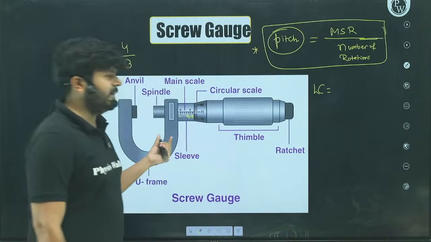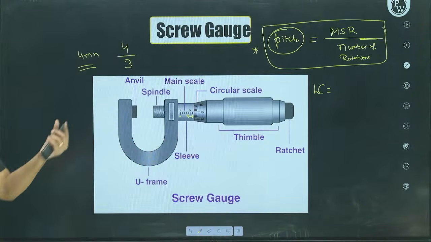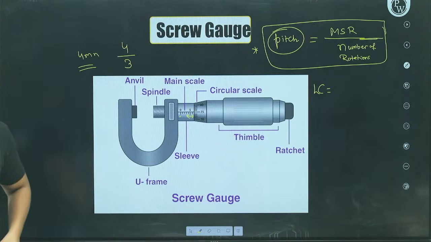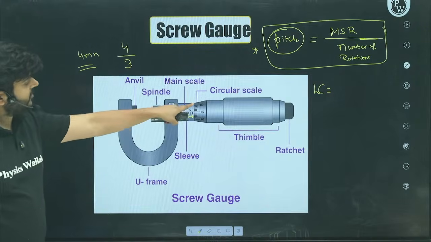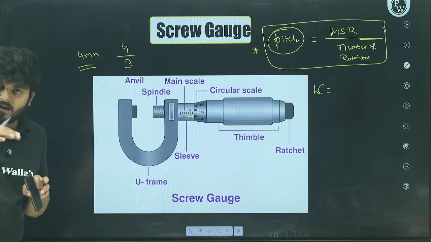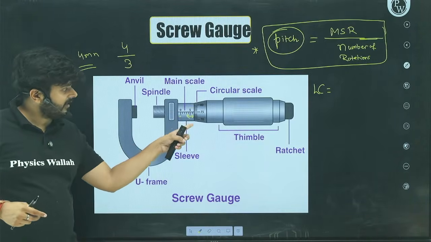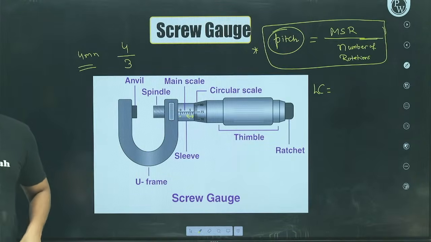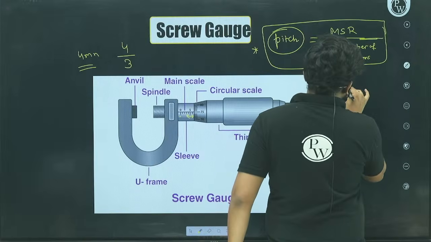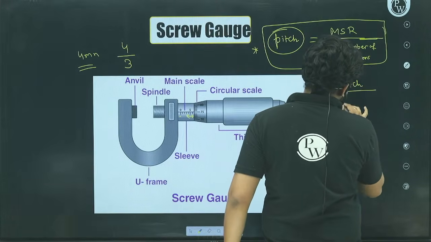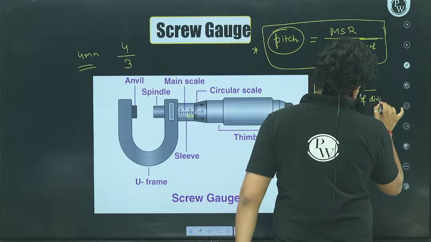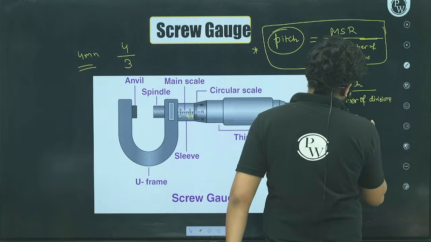So least count of the screw gauge depends on 2 things. First is of course the pitch, how far it moves in one full rotation, right? And the second is the total number of divisions on the circular scale, right? How many markings, what is the division of the circular scale. So least count is pitch upon number of divisions on the circular scale.